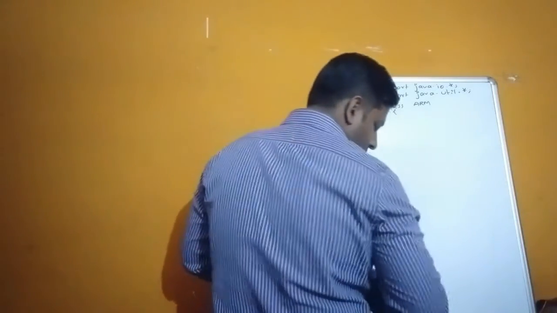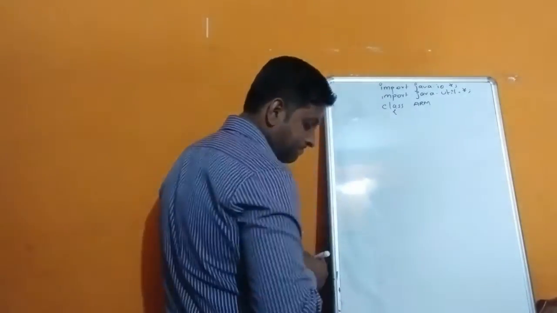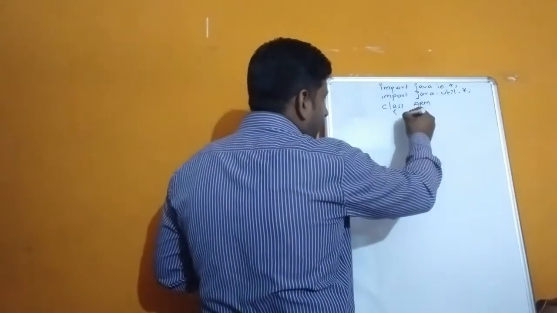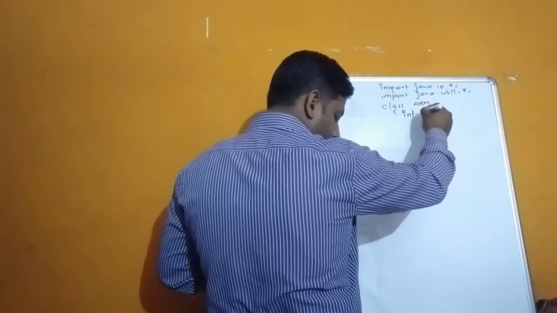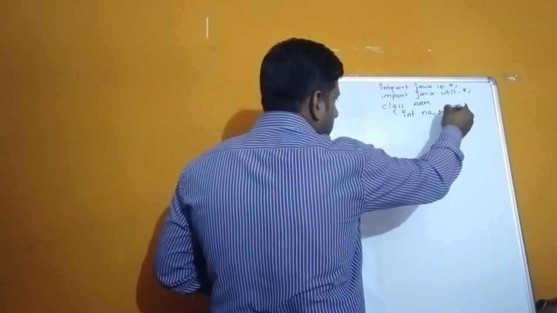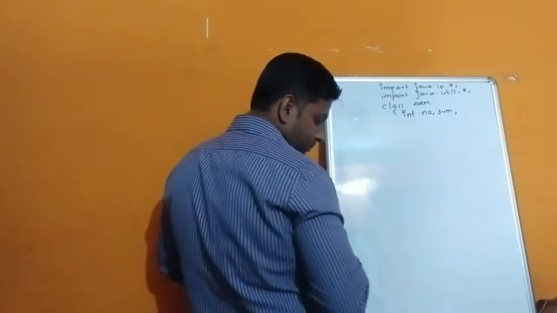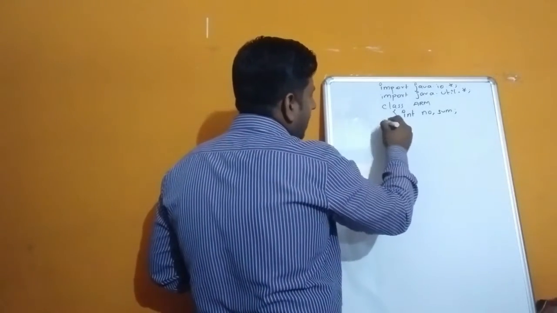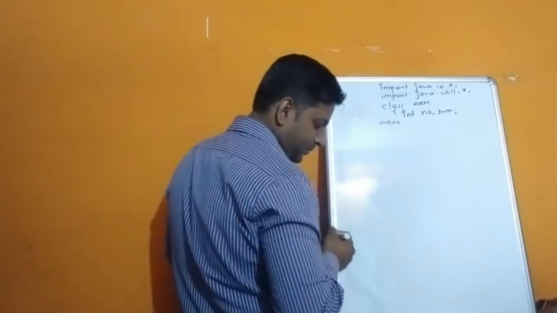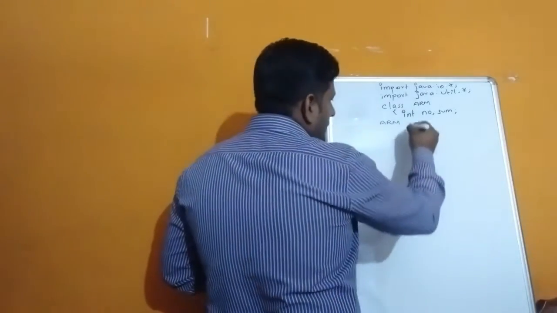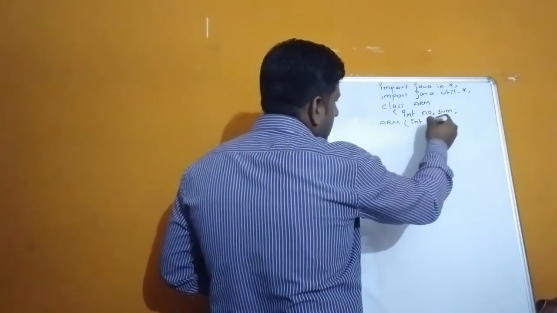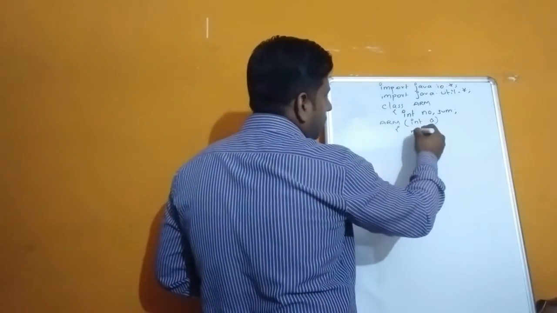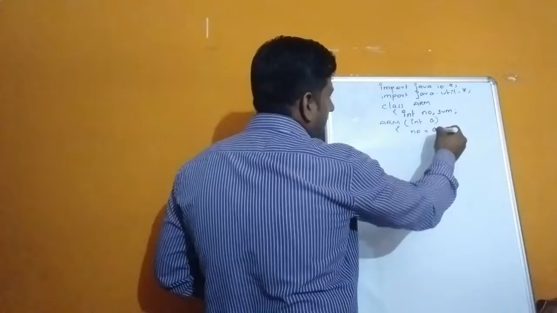Okay, so we have some instance variable, number and sum, then public, or simply we can write ARM only because it is a constructor, then int a, it's a parameterized constructor. Okay, so number value will be replaced by a.